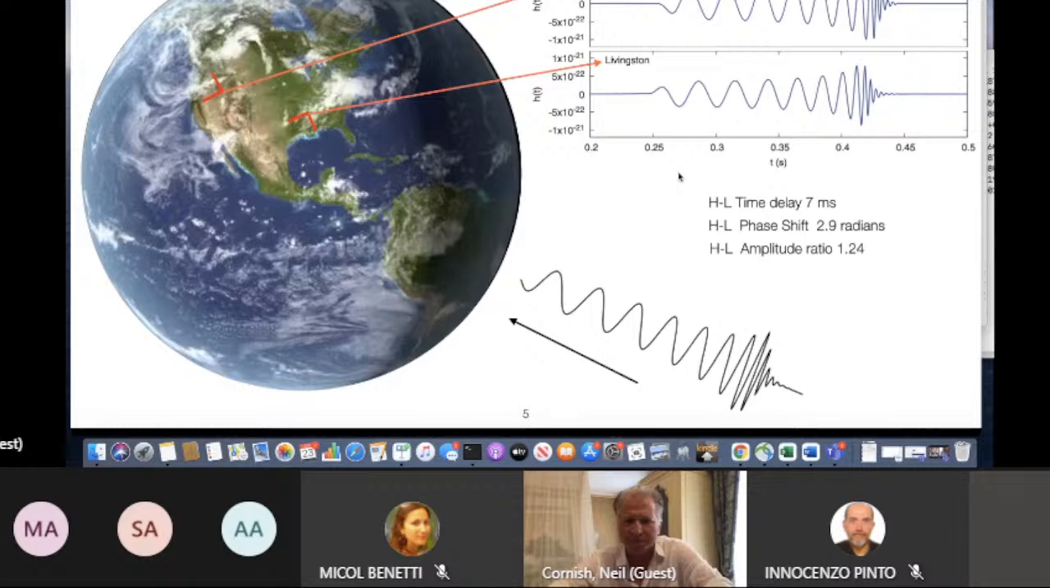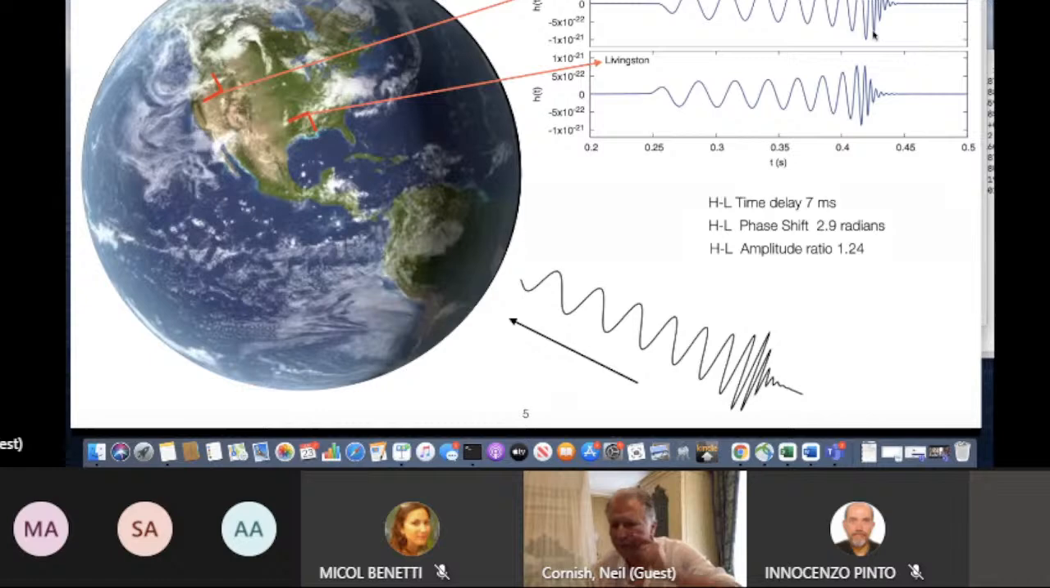And this is just a purely theoretical response, right? Not taking into account the noise. And you'll see that the signal arrived just slightly earlier in the Livingston detector, about 7 milliseconds before it arrived in Hanford. You'll also see that the two signals are phase shifted, not quite by pi, but by 2.9 radians. And also, the signal was slightly louder in Hanford, about 1.24 times louder in Hanford than Livingston.